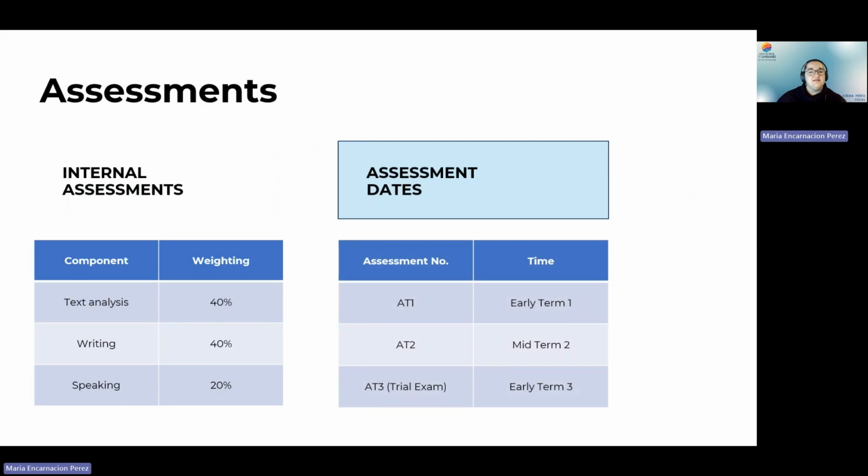Now, the assessment dates, so there's 3 assessments. Assessment 1 is early term 1, so next year. And then assessment 2 is mid-term 2. And the final assessment for this is your trial exams, assessment 3, in early term 3.